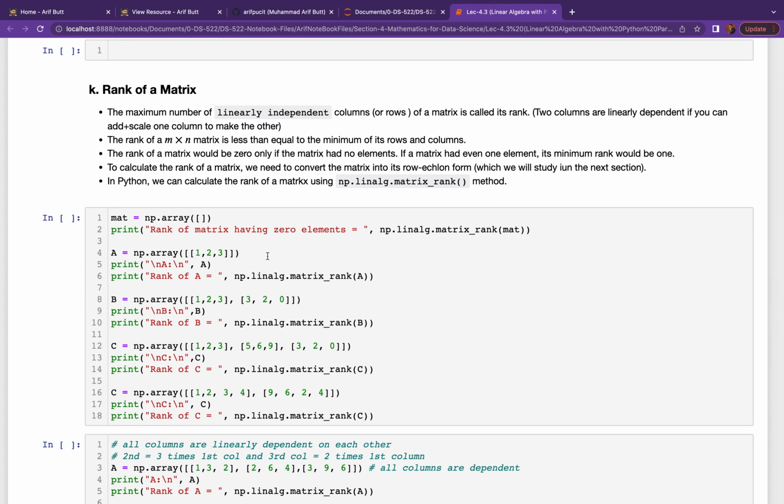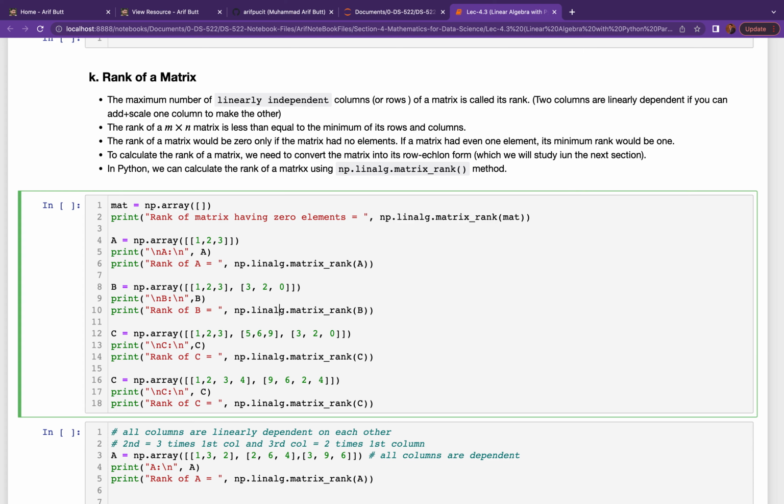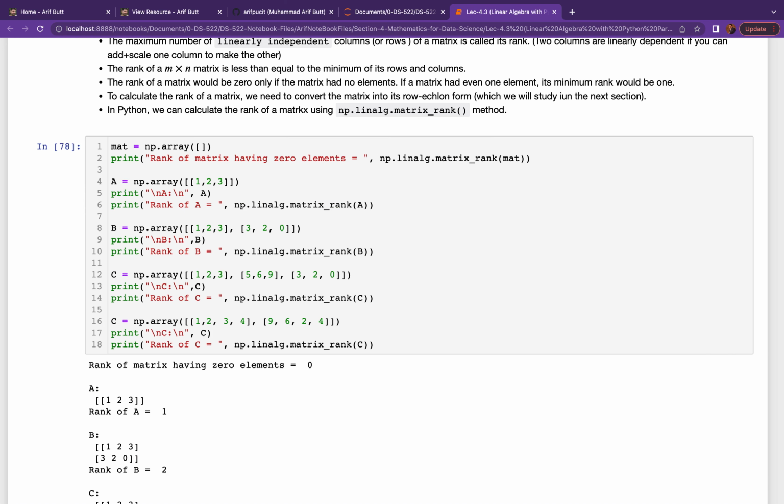Anyway, so finally the rank of a matrix, my dear friends: the maximum number of linearly independent columns or rows of a matrix is called its rank. Let me repeat again. The maximum number of linearly independent columns of a matrix is called its rank. And two columns are linearly dependent if you can add or scale one column to make the other. So let me simply run this code and describe this concept to you.